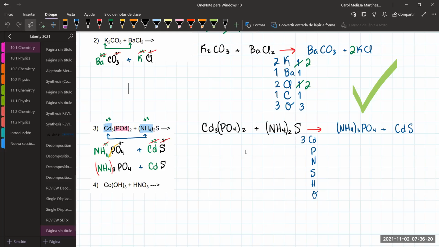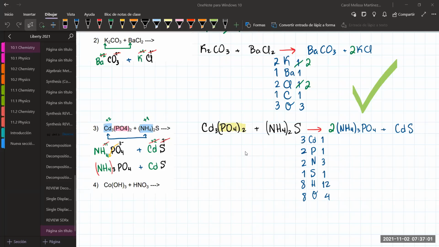So here I have 3, here I have 2, here I have 2, 1, 8, 8. On the other side I have 1, 1, 3, 1, 12, and 4. Okay, obviously not balanced. So my phosphate on this side, take a look at what I'm going to do. My phosphate here is being affected by 2, so on the other side, I will put 2 where my phosphate is.